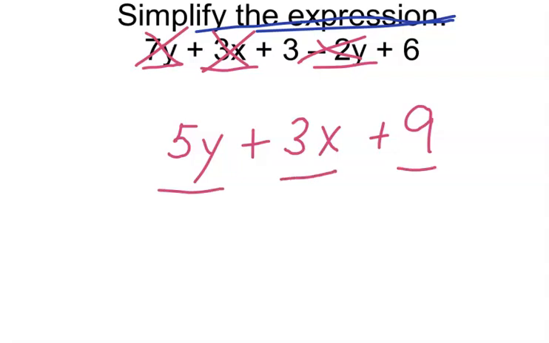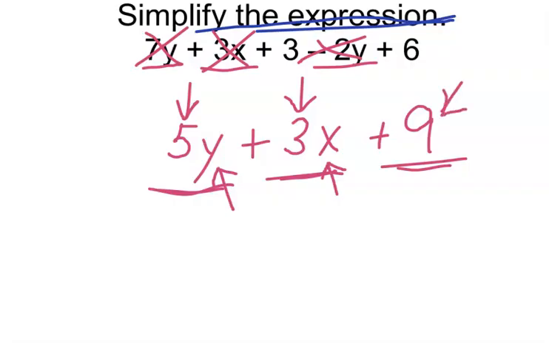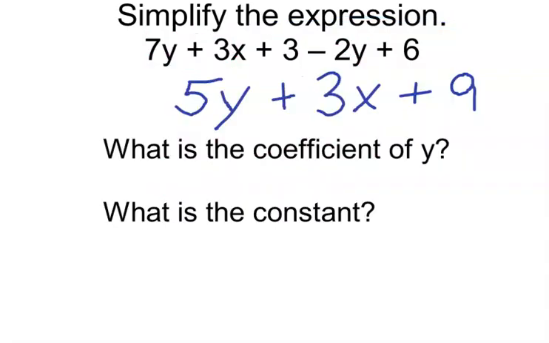5y, 3x, and 9. Just to remind you, this letter, or this number next to a letter, is a coefficient. This is called a variable, okay? And each one of these are called terms, okay? So there we go. And then this one is called a constant. All right, so let's move on to the next one. Actually, we're going to finish this one real quick. What is the coefficient of y? Well, it's the number right next to the y. What is the constant in this situation? That is the 9. Now we are finished with this one, and we're moving on to the next one.